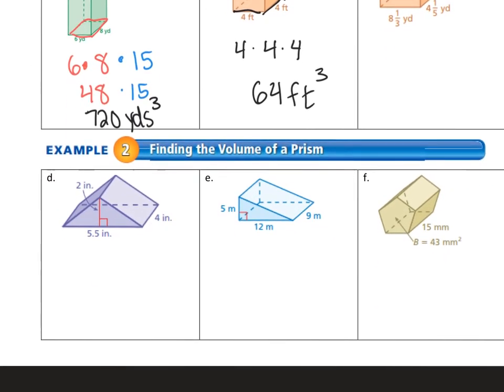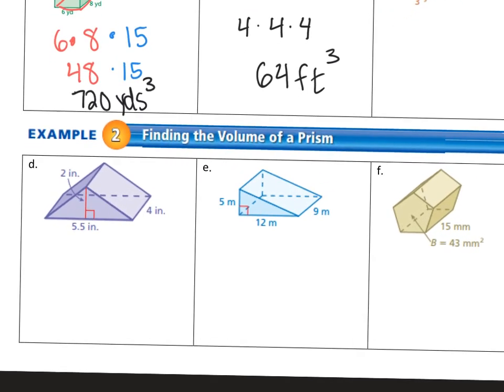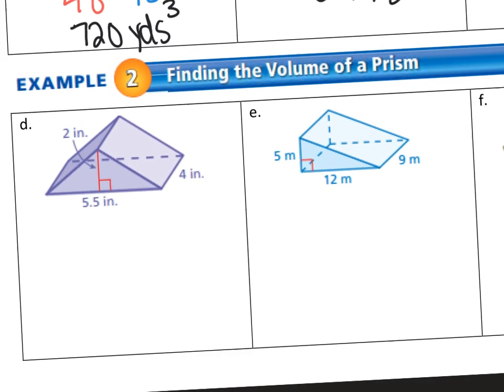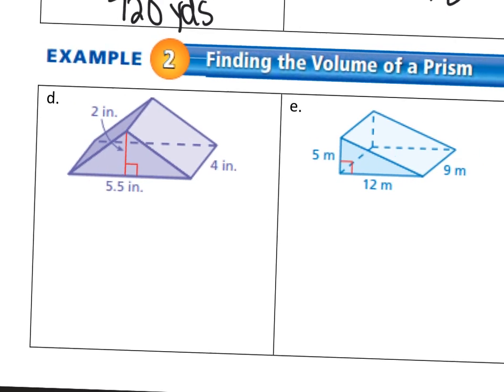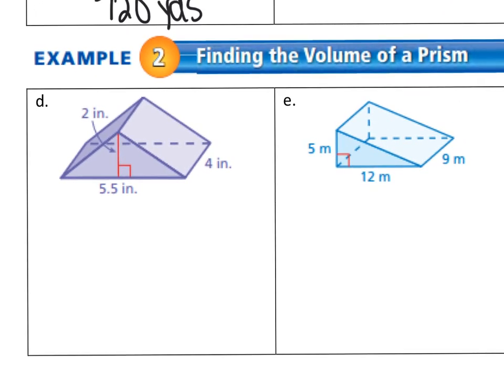Now we are going to look at these triangular prisms. We need to find the area of the base. This one, you can't just multiply all three of the numbers together like we could with the rectangular prisms. In this one, our base, remember bases are the ones we have two of, is this triangle. We have another triangle back there. The height is 2 and the base is 5.5.